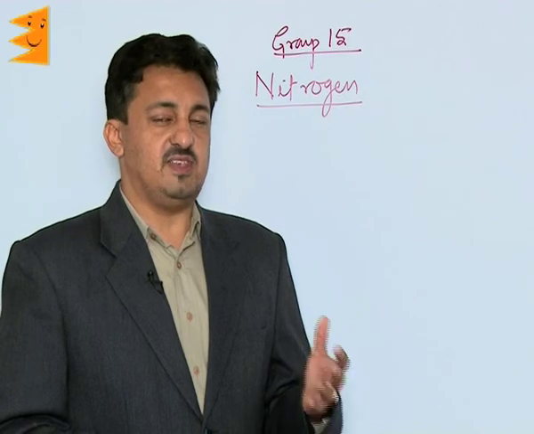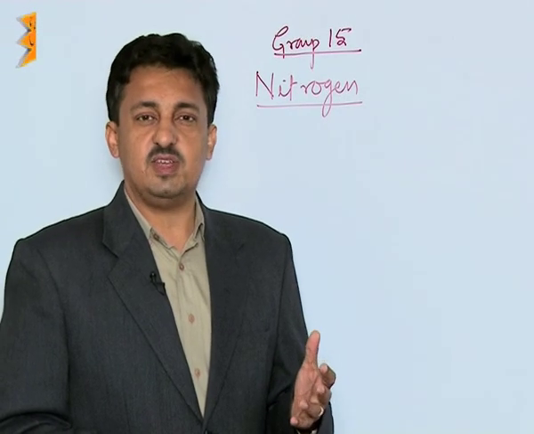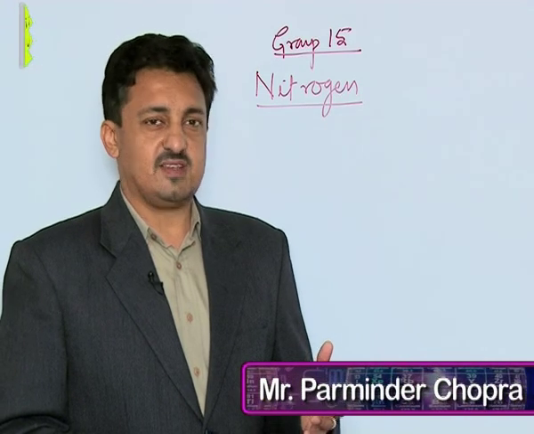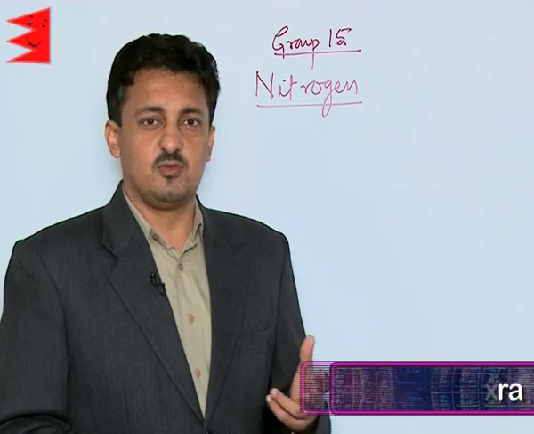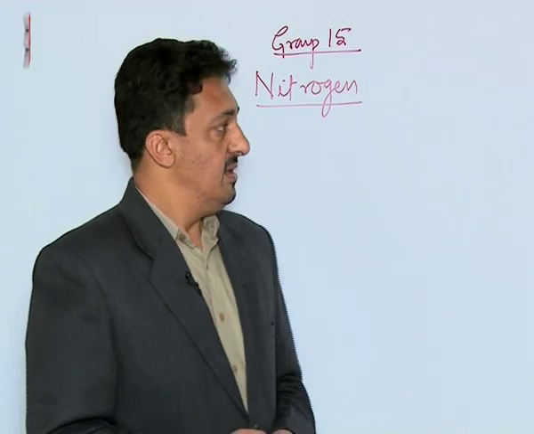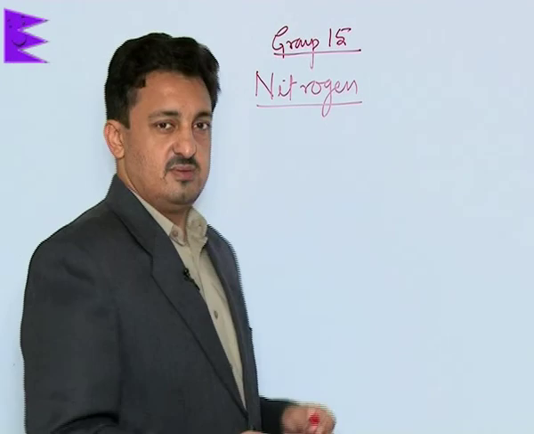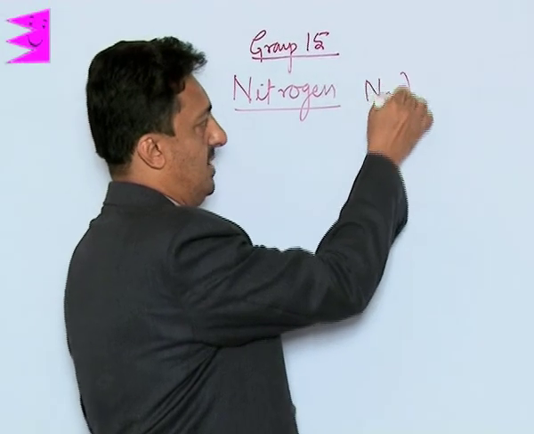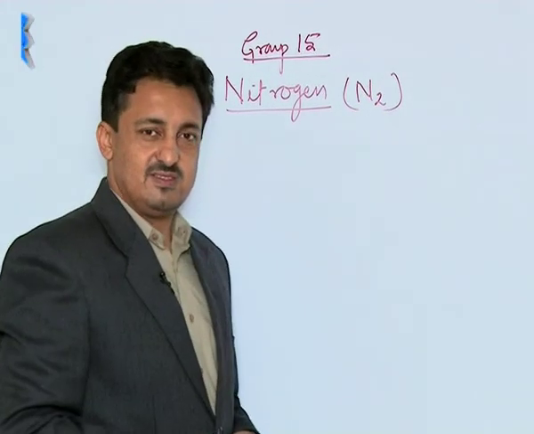After doing the physical and the chemical properties of the group 15 elements, now let us start the detailed study of the elements and their compounds of the group 15 elements. The first in this is nitrogen. We know nitrogen is a homonuclear diatomic molecular species.